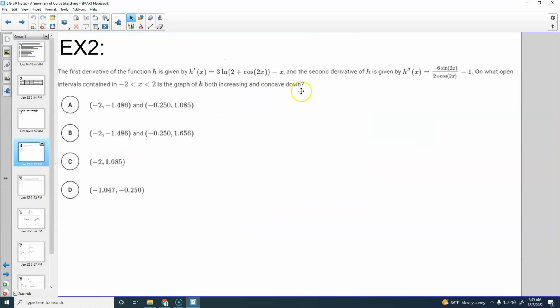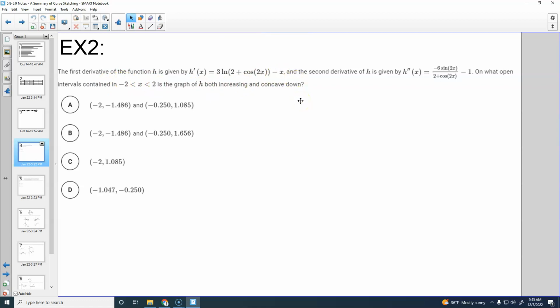Okay. All right. So here's an example of something they may ask you. The first derivative of the function is given by this equation. The second derivative is given here. On what open intervals from -2 to 2 is the graph both increasing and concave down?